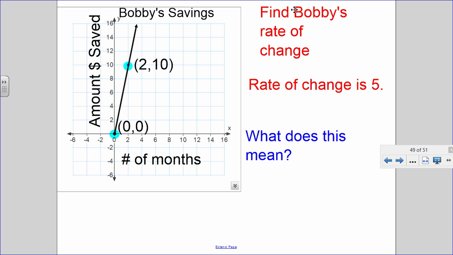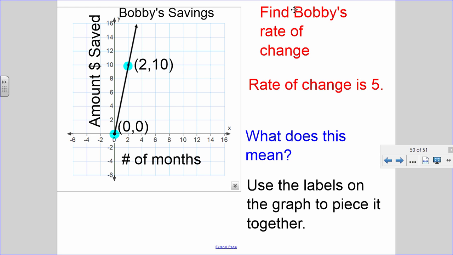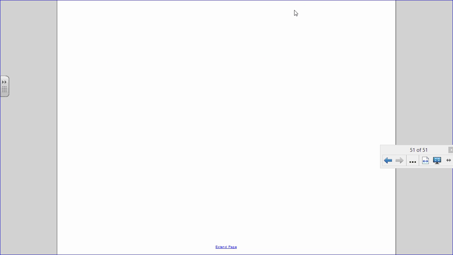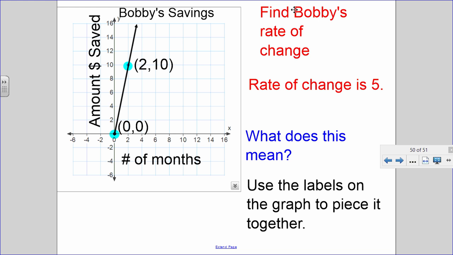What does it mean? Well, use the labels on the graph to piece it together. Basically, we're going to get $5 for every 1 month. So if I go up 5 and go over 1, we just got $5 for 1 month saving. So this brother's literally going to be saving $5 per month.